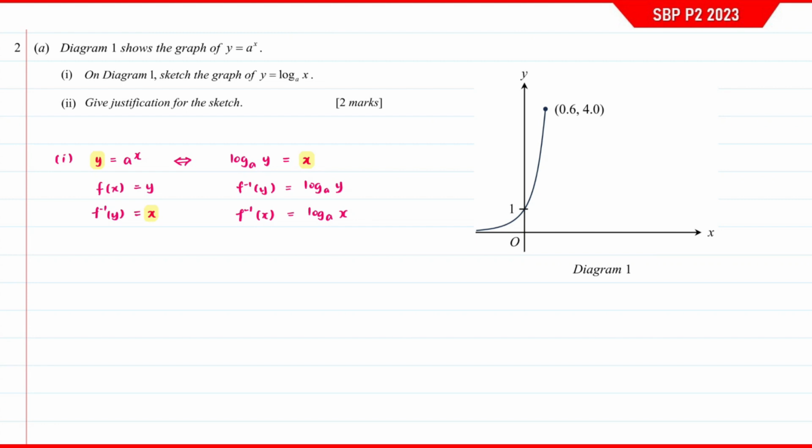So the graph of the inverse functions is the reflections of the graph of that functions in the line y equal to x. So this will be the straight line y equal to x. So this will be what the reflections look like. So here will be the 1. And for this point after the reflections, the coordinates here will be 4.0 and the y will be 0.6.